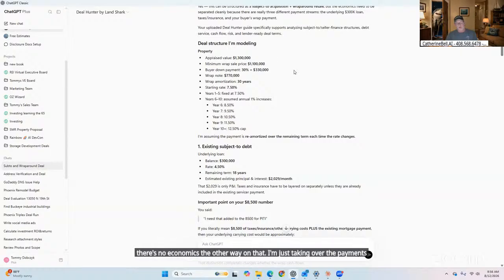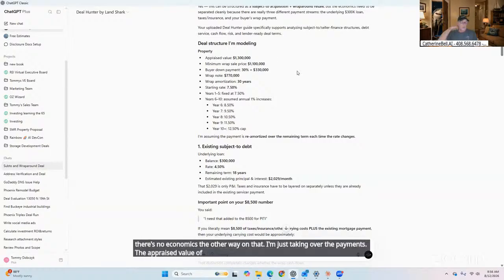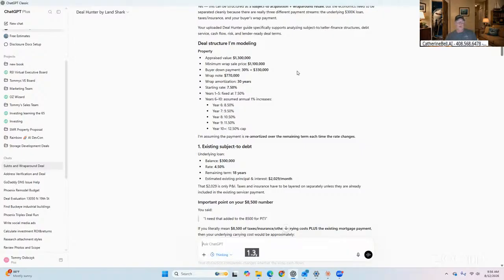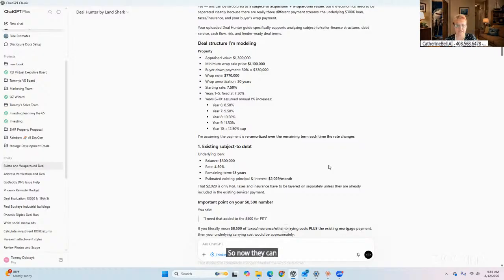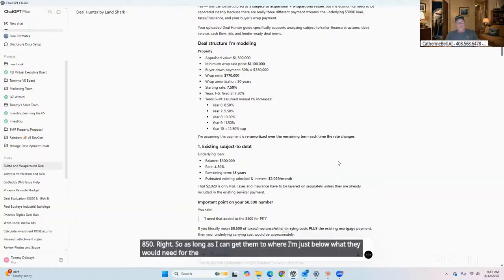The appraised value is 1.3, minimum 1.1, where I'm at. They're going to have to put 330,000 down with a wrap note of 770. I did that because the jumbo loan, I believe, starts somewhere above 700. I actually looked, it's 850. So as long as I can get them to where I'm just below what they would need for the jumbo loan, this will make sense for them because we're doing it owner financing now.